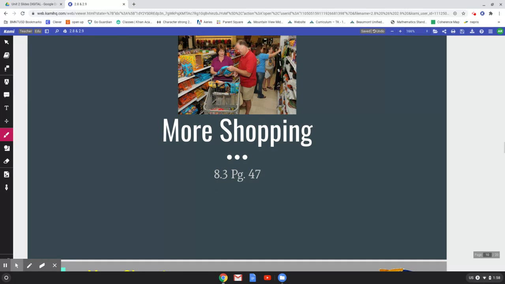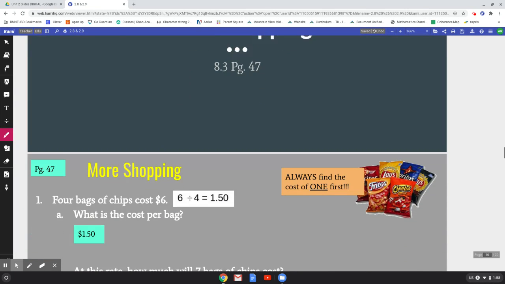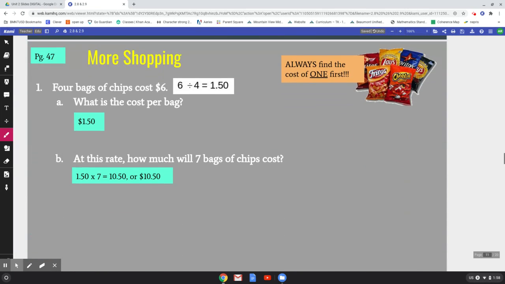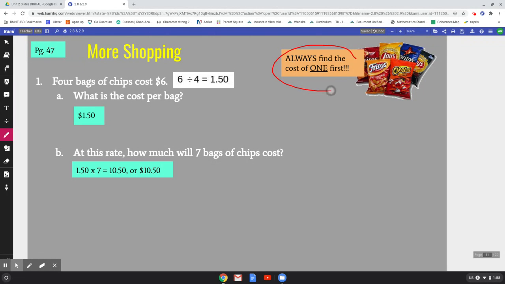Okay, so now we're doing more shopping. You're on page 47. So remember I said find the cost of one. So 4 bags of chips are $6. So I do the 6. Remember, you do the money divided by the amount, which is 4. And the cost for one is $1.50.